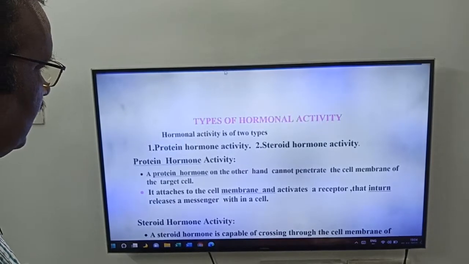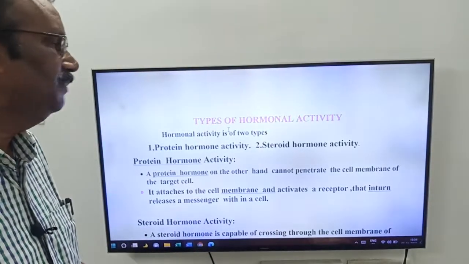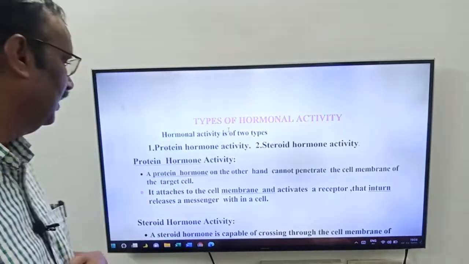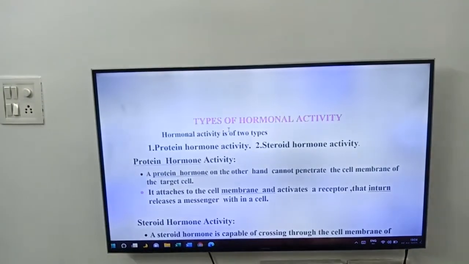Now see, friends, this is important. Now you have to write this in your notes. Types of hormonal action. Hormonal activities are of 2 types, friends. One is protein hormone activity, and the other is steroid hormone activity. Friends, one is protein hormone activity, and the other is what, friends? Steroid hormone activity.